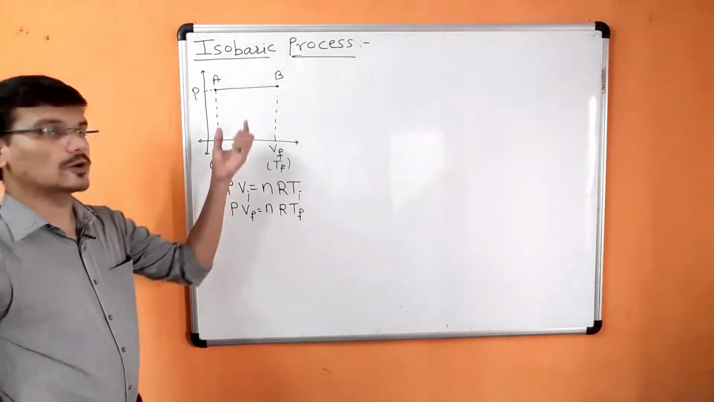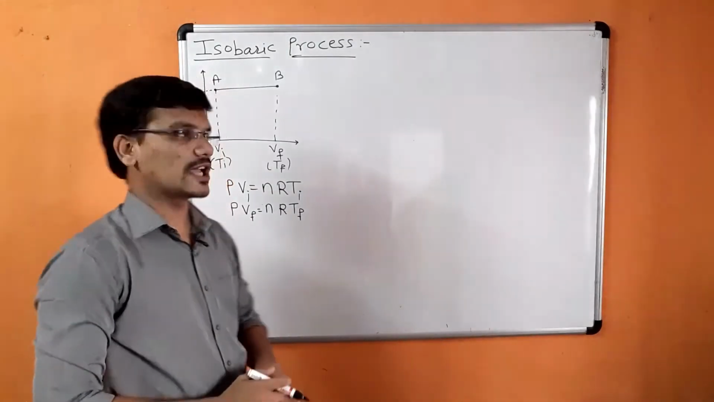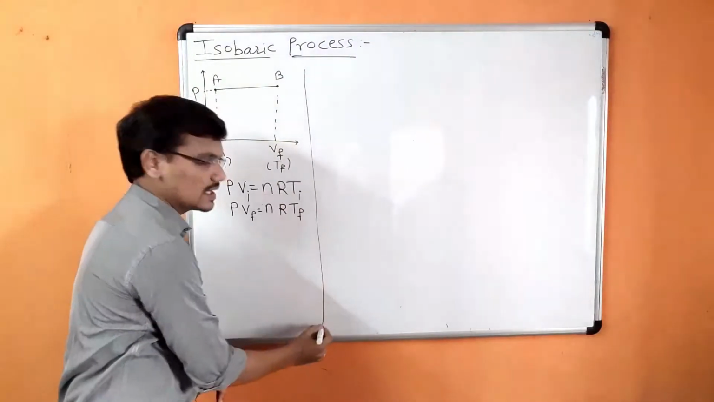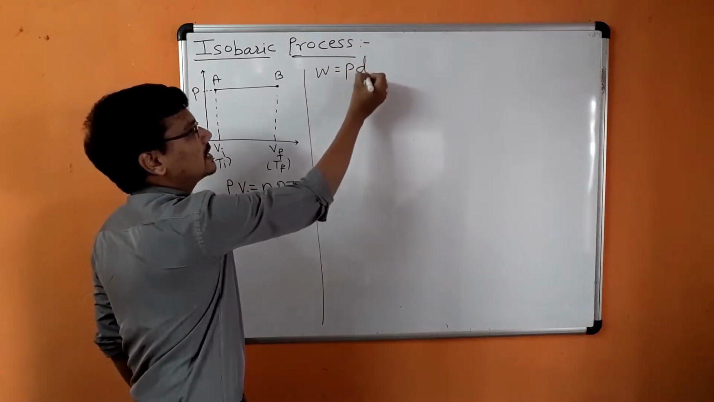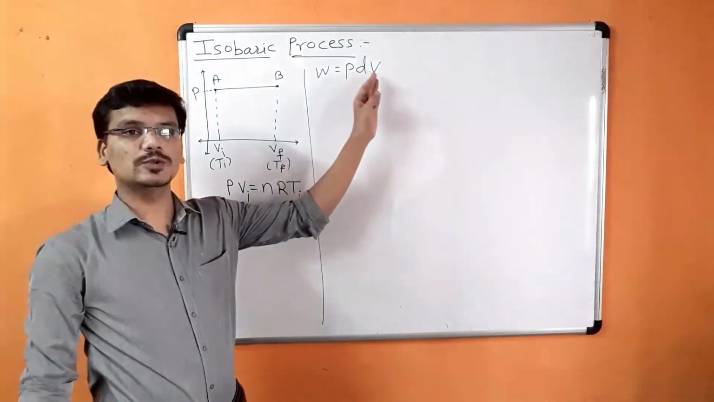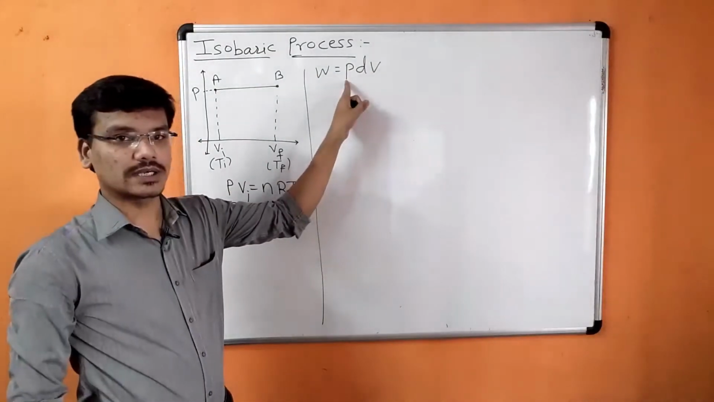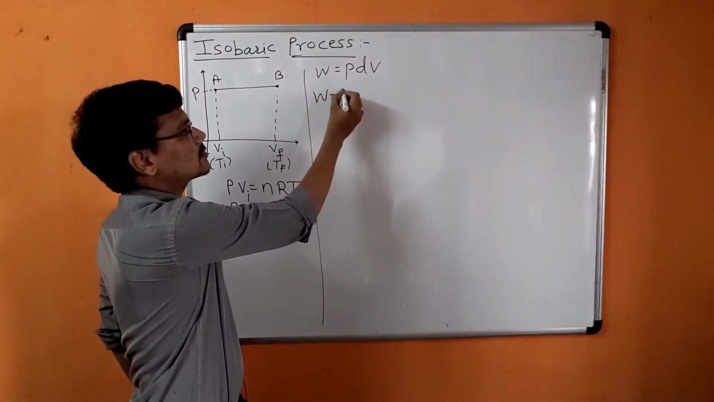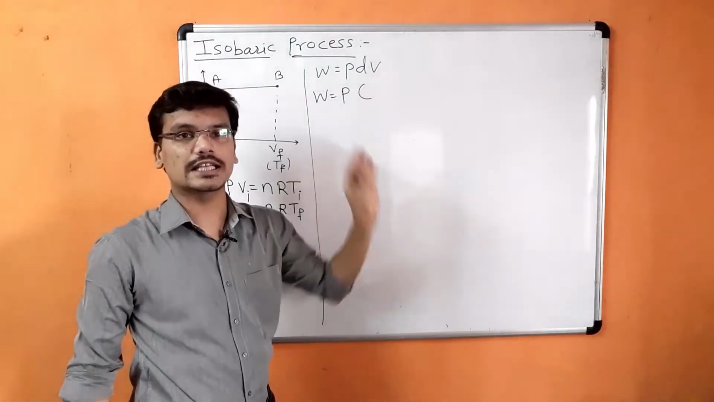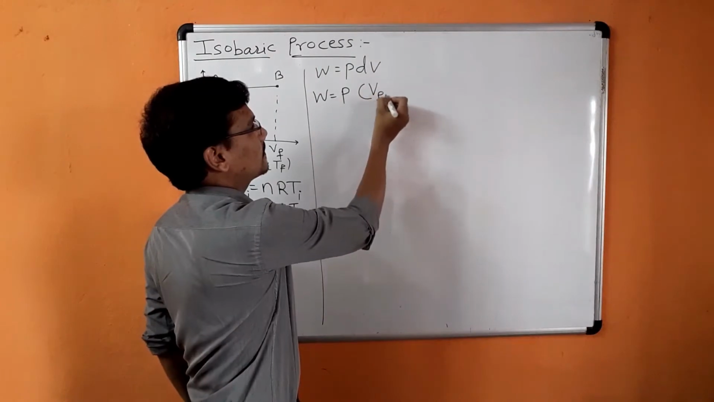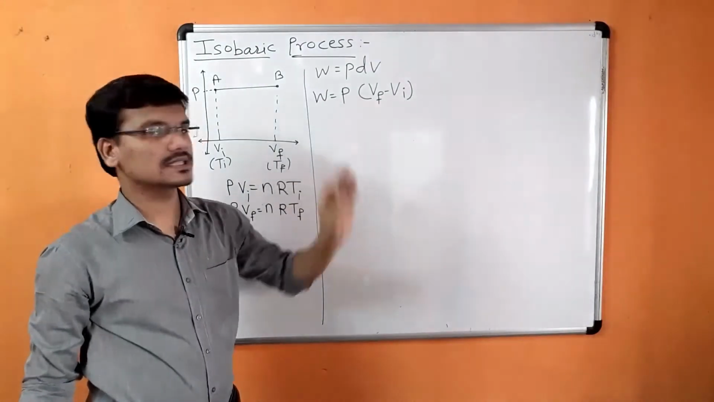Now next we have to find the work done during the isobaric process. To find it, consider the general equation of work done. W equals P dV. Work done equals P into change in volume, where dV is the change in volume. In this case, pressure is constant. Therefore, W equals P times dV, and dV is the final volume minus the initial volume, Vf minus Vi. So W equals P(Vf minus Vi).